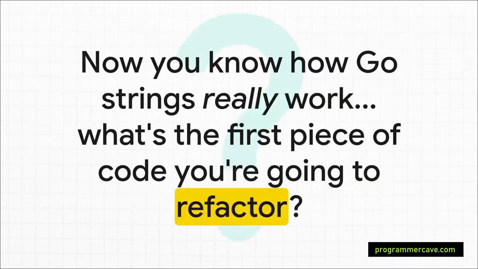So there you have it. You now understand how Go strings really work, far beyond just the basics. So the only question left is, thinking about the code you're working on right now, what's the first for loop you're going to go back and refactor?